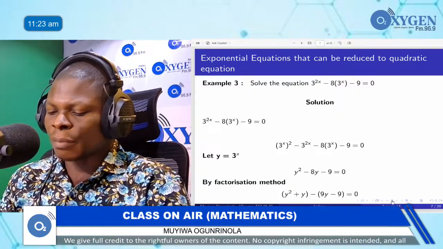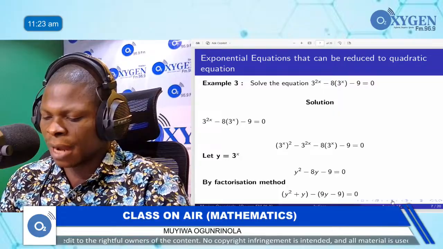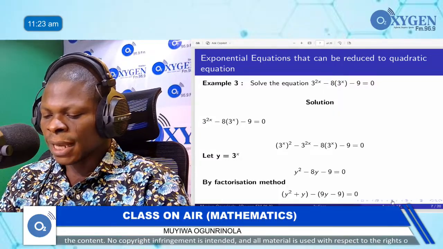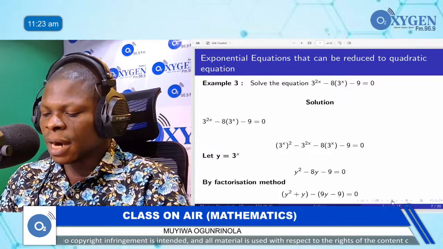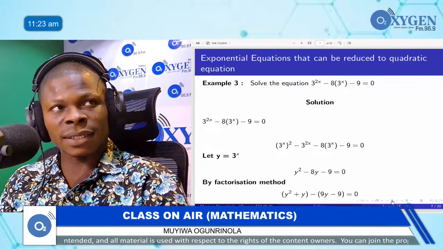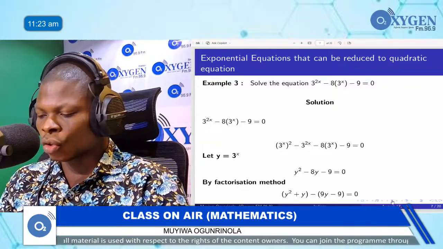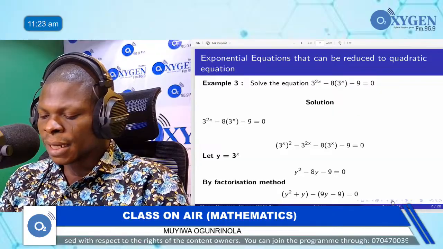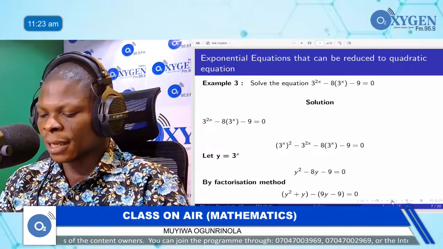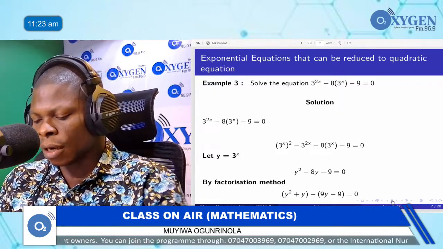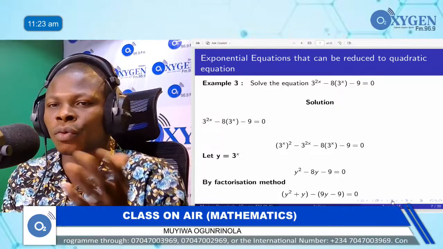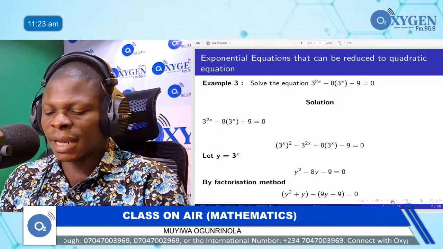So this will now be 3 raised to power x in bracket raised to power 2 minus 8 into bracket 3 raised to power x close the bracket minus 9 is equal to 0. So now, since we have 3 raised to power x here, and also in the second term too, then we need to represent it with a variable. So let's represent it with y.